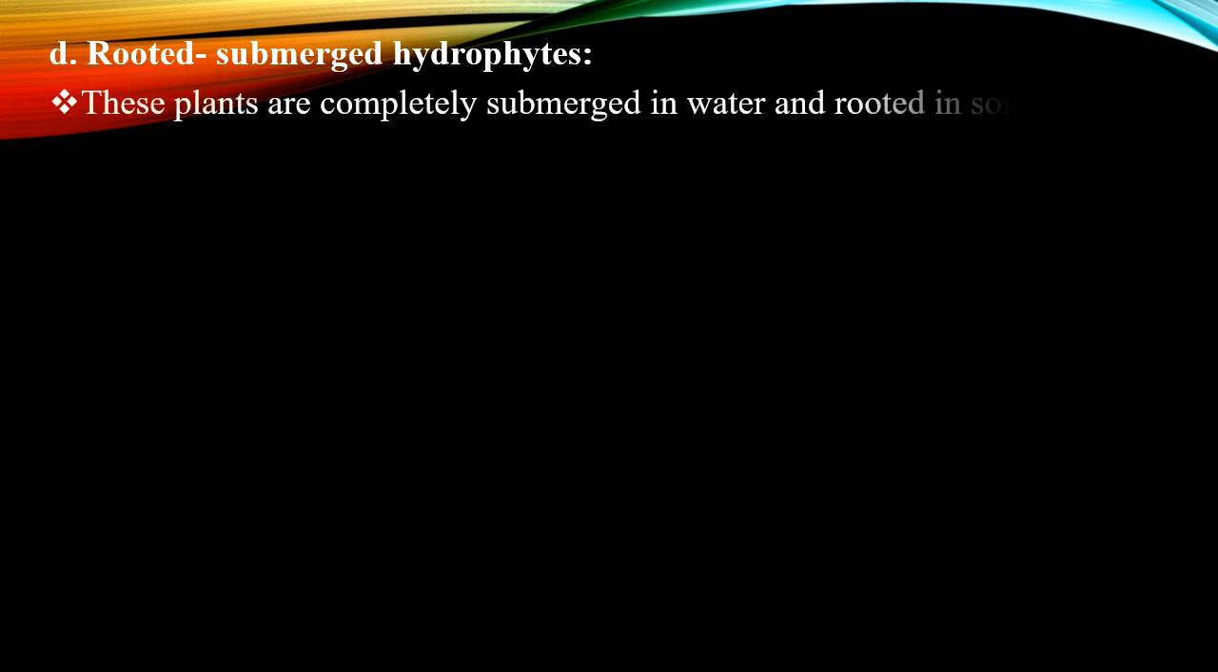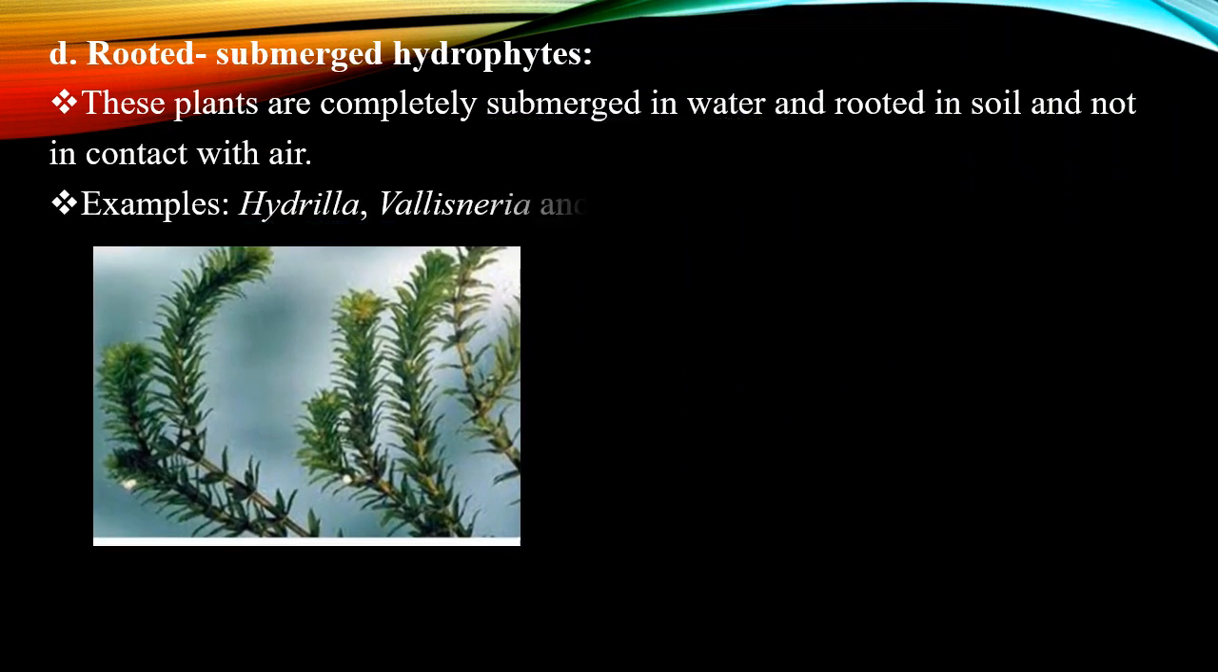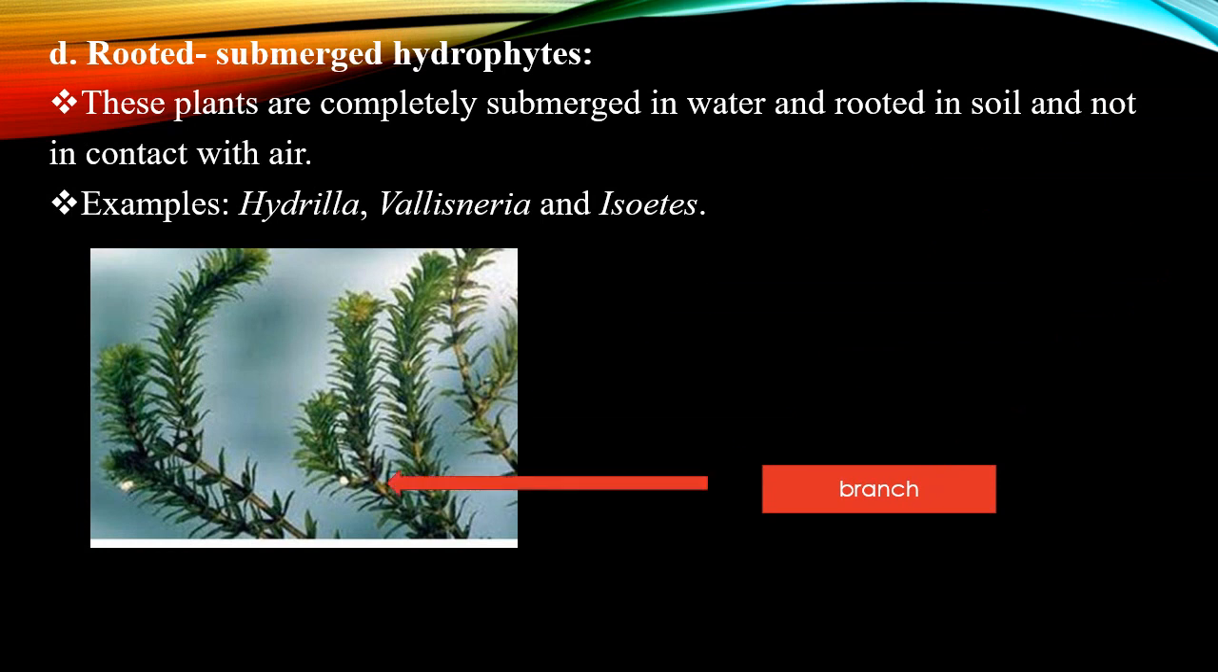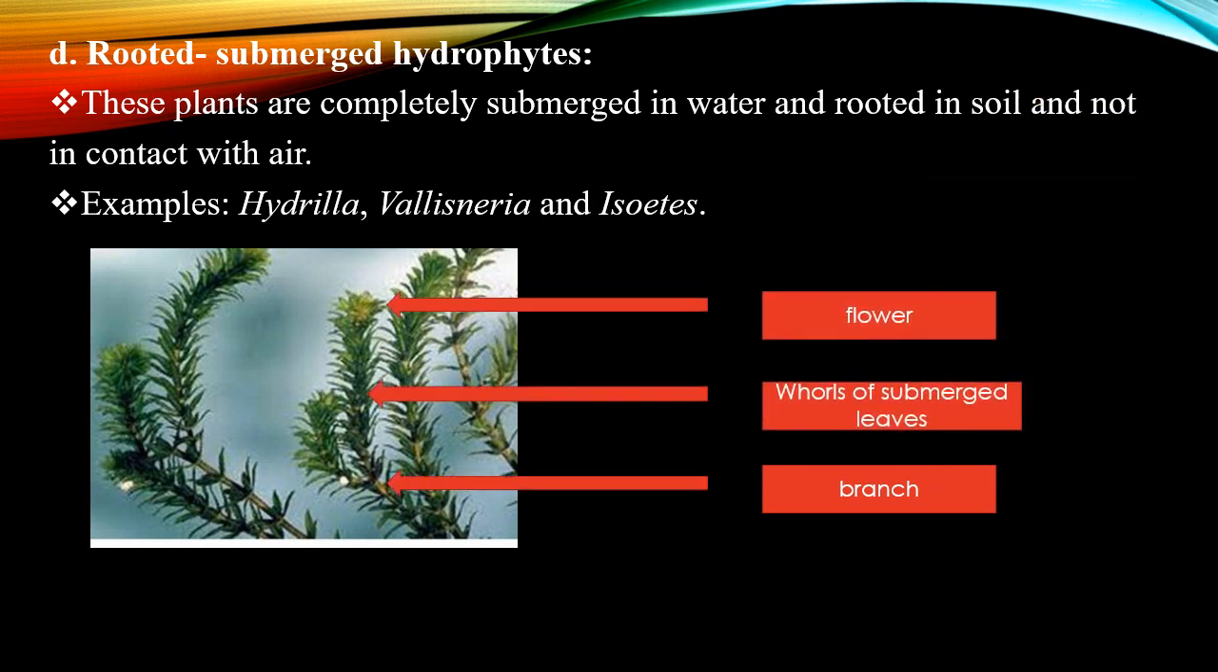Submerged hydrophytes. These plants are completely submerged in water and rooted in soil. They do not have contact with air. Examples: Hydrilla, Vallisneria and Isoetes. Hydrilla is submerged in water and rooted in soil. The stem has branches which bear whorls of submerged leaves and flowers.